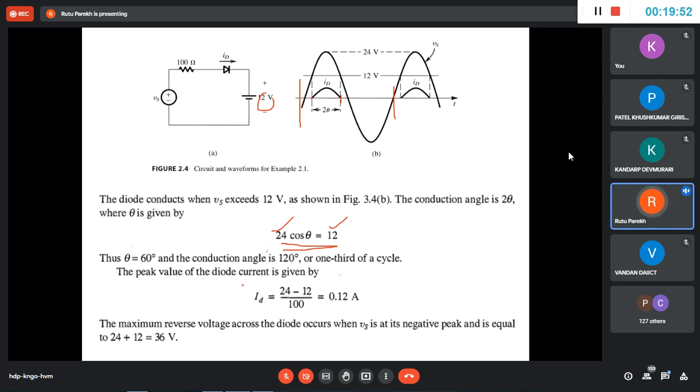And the peak value of the diode current. Given these values, you can find out the maximum current. The peak of the source is 24 here, since it is changing from minus 24 to plus 24. So 24 minus 12 divided by 100 gives your peak current. If this is your voltage, you can have I on the same axis with a double axis, and then the peak current is 0.12 ampere.